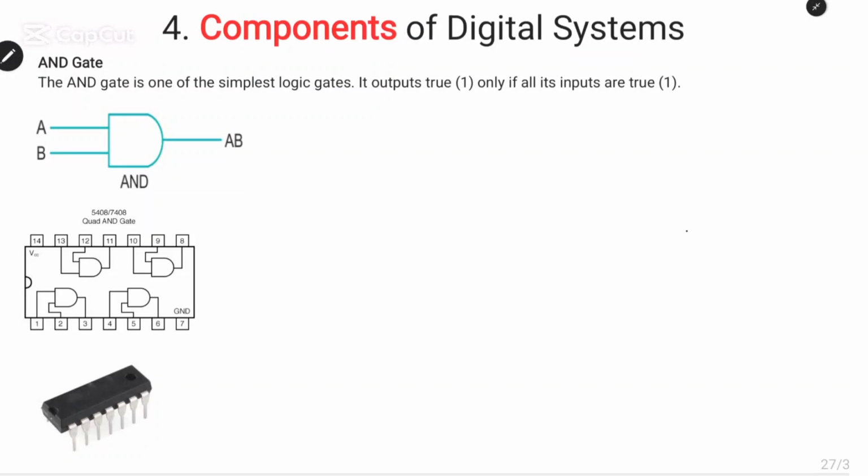Let us now look at the basic logic gates. The first one is the AND gate. The AND gate can be defined as one of the simplest logic gates. So we are concerned about the output. It says the output is true only if all the inputs are true.